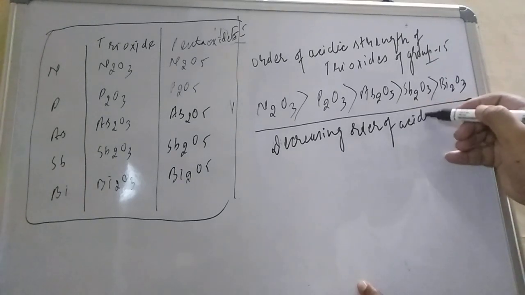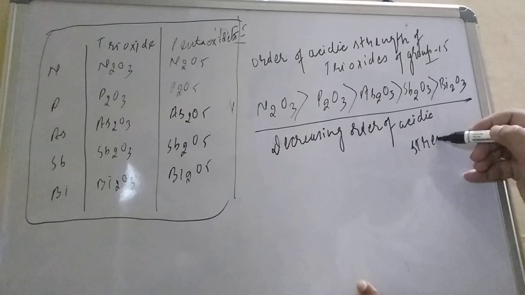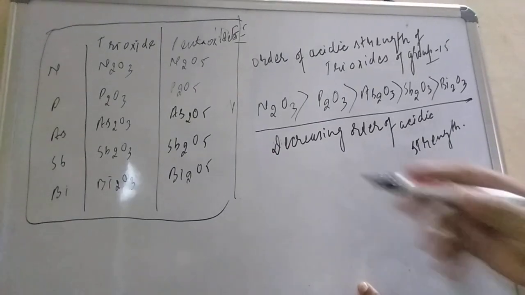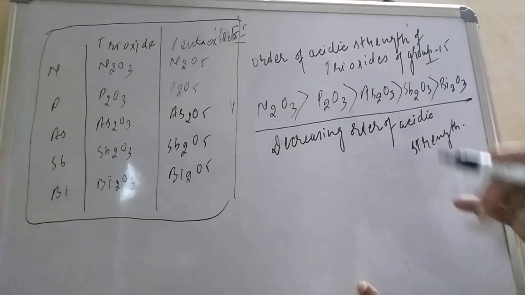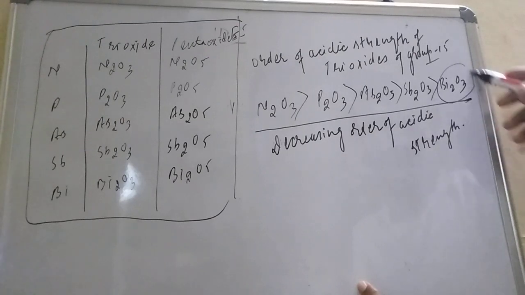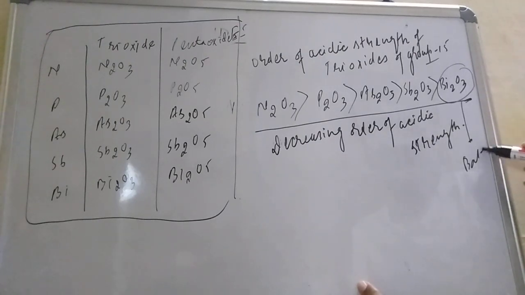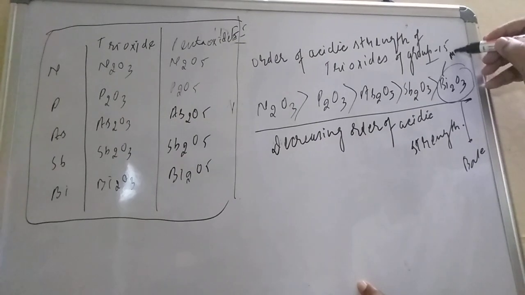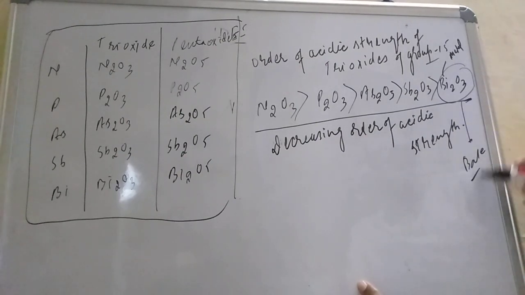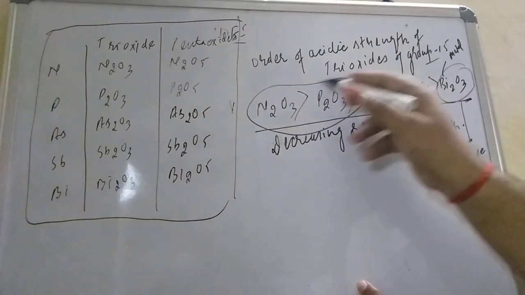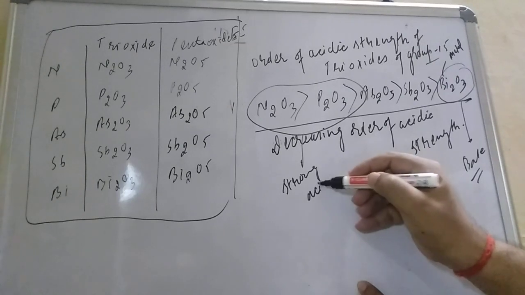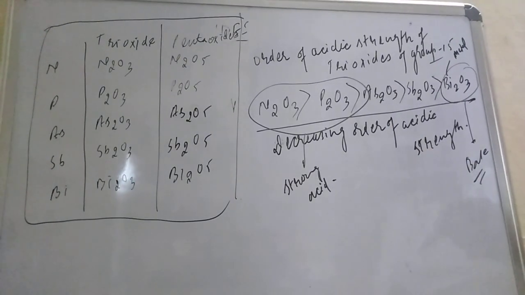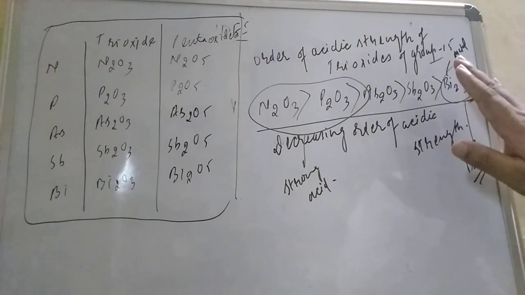What is the meaning of this? Why are we writing like that? Nitrogen and phosphorus are non-metals, so their oxides are predominantly acidic. When you go to Bi2O3, it is predominantly basic. Why is this basic? Because Bi is a metal, and metal oxides are basic in nature. These two are strongly acidic because they are oxides of non-metals, and their size is also smaller, so they are acidic, while the other is basic.